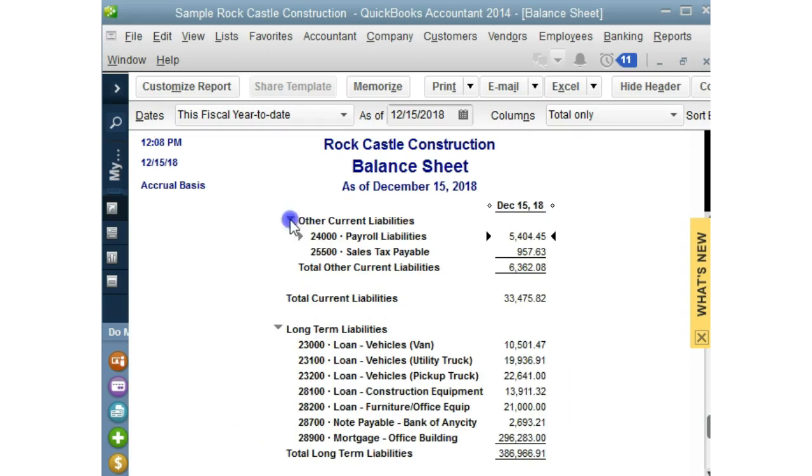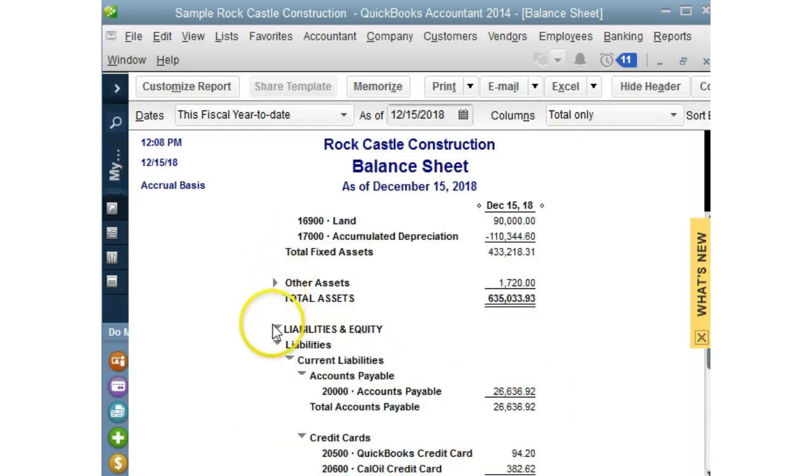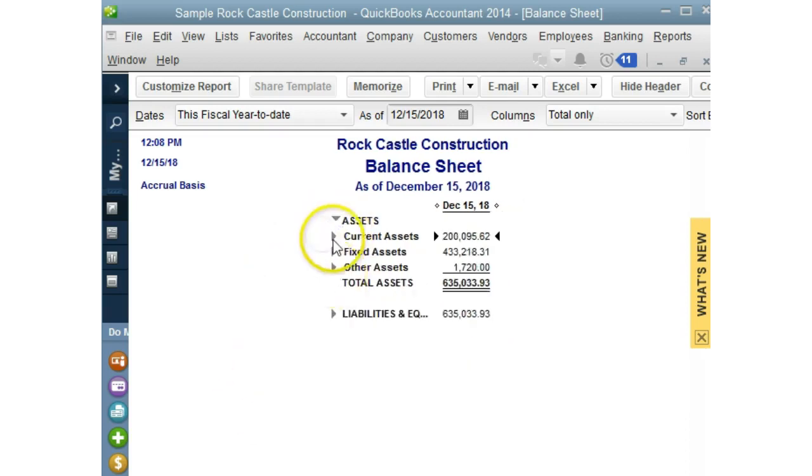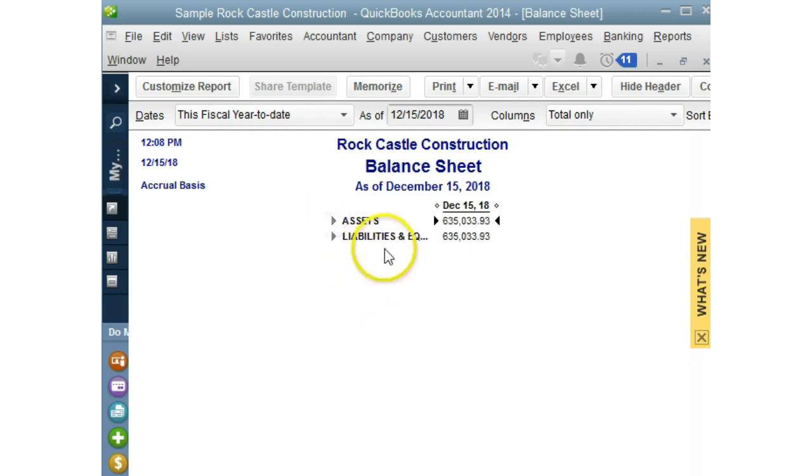Let's reduce all these categories. Let's see. As we can see, assets equals liabilities plus owner's equity. If your numbers are not the same, if your assets do not equal your liabilities and equity, then you have posted something incorrectly and you need to go back and try to figure out what was entered incorrectly. That's why it's so important to understand what goes on behind the scenes in order to know that your financial statements are up to date and correct.